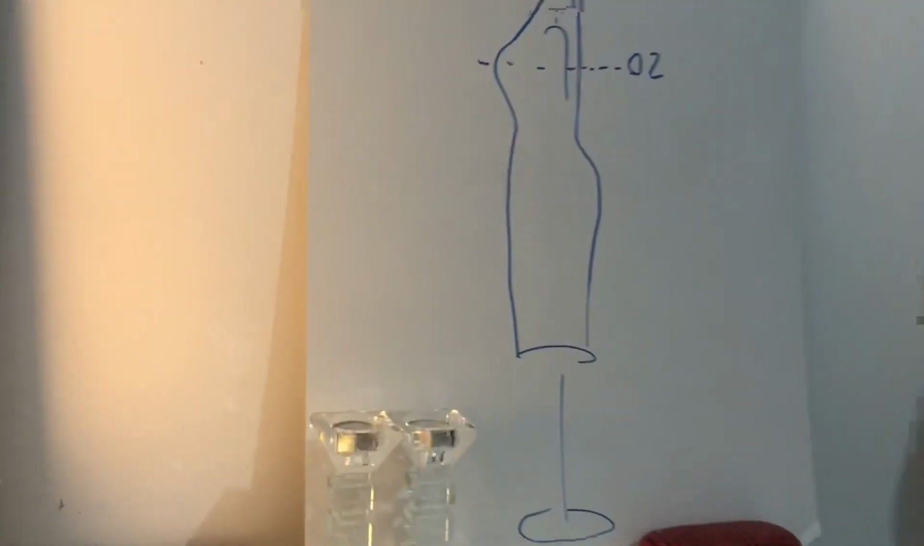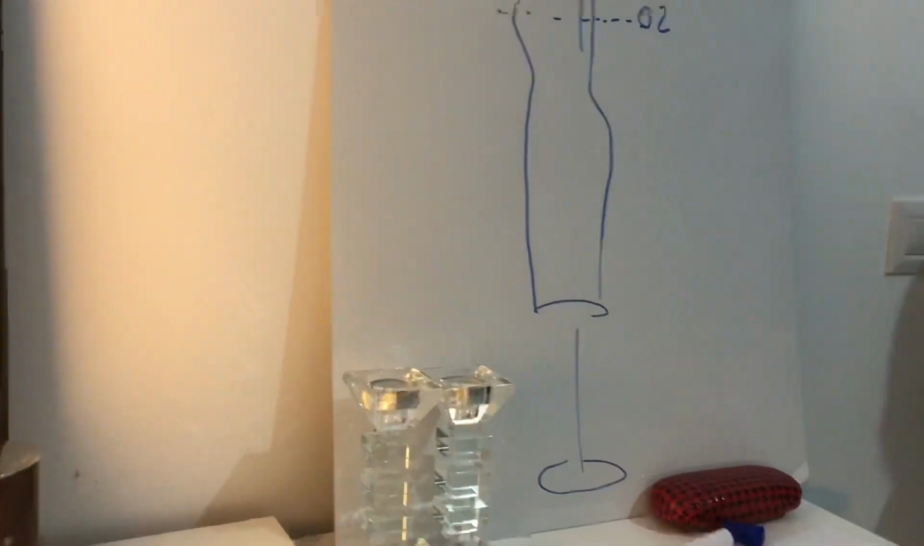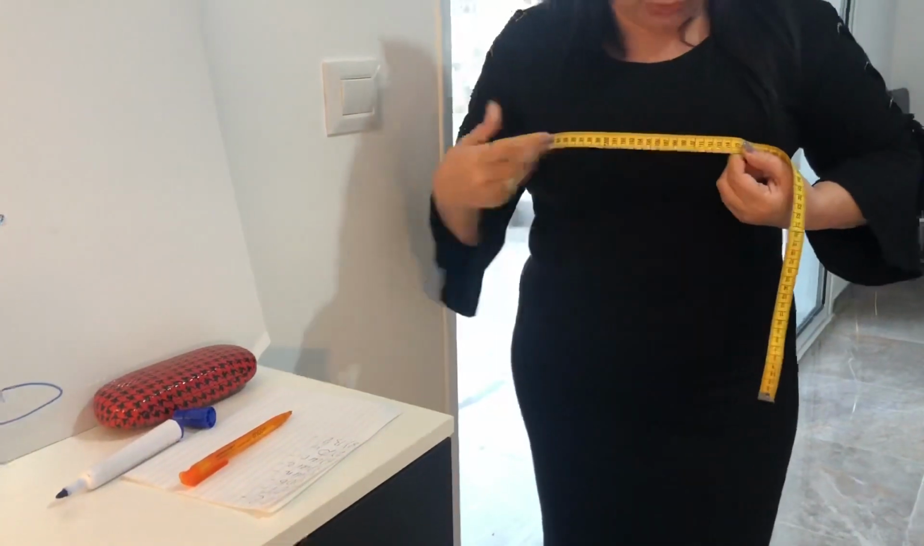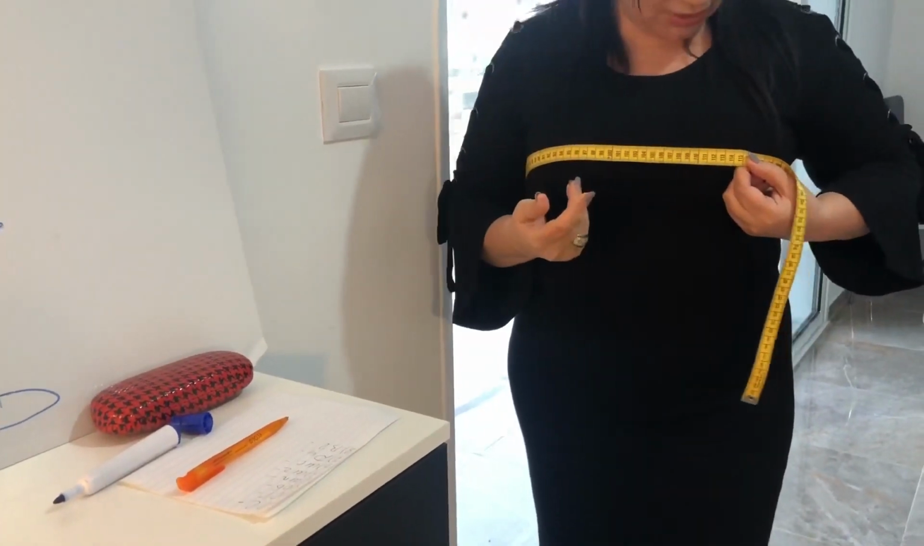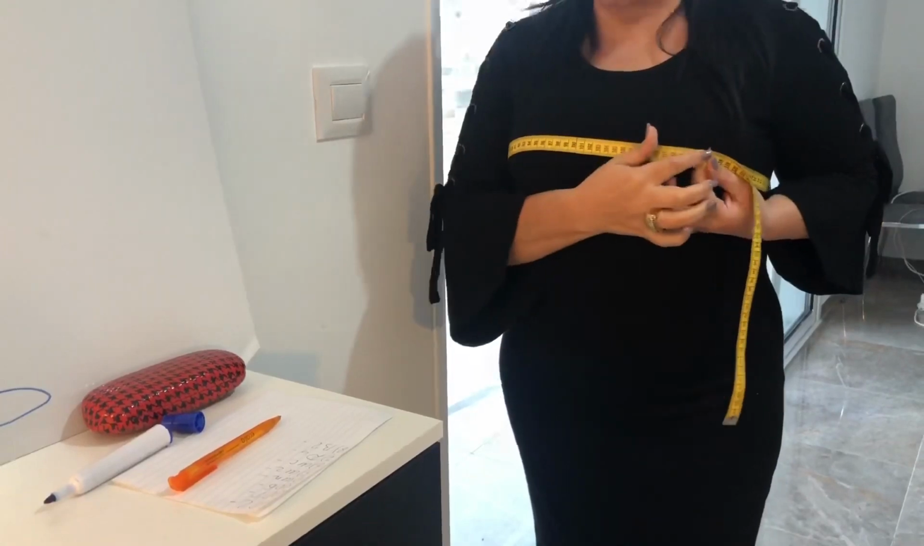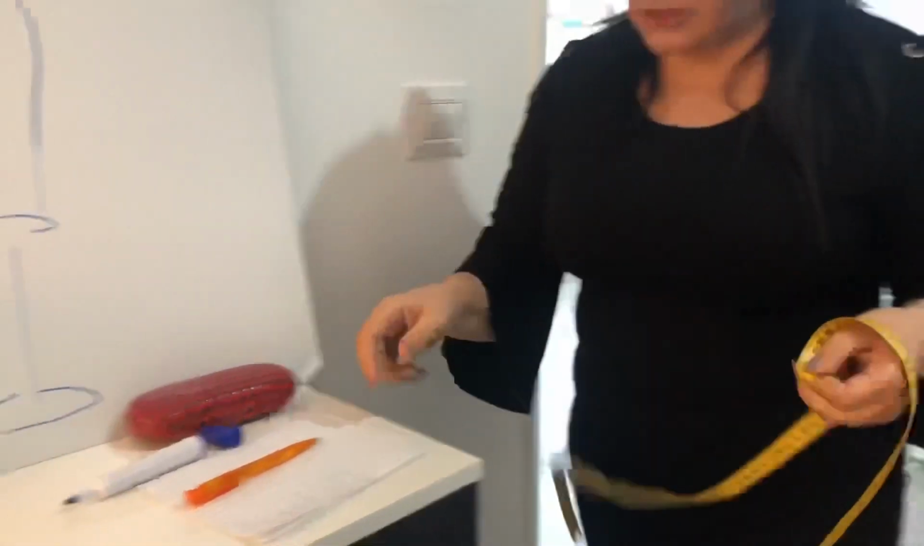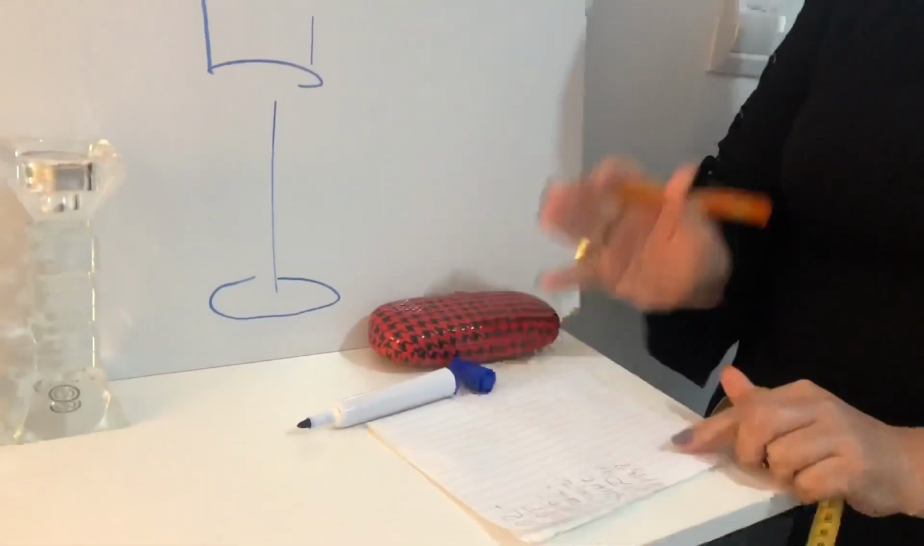When we take any measure of girls, we always put a finger under the centimeter tape so that there is a small space left. For girls, I will take a standard figure size 48-50. Let's say our chest circumference is 100 centimeters.